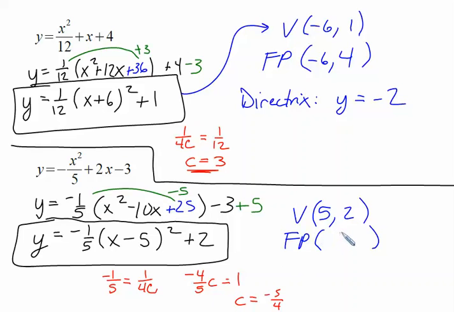So we're going down to get the focal point. 2 is 8/4, 8 minus 5 is 3. And then for our directrix, we're going up 5/4 from the vertex. That would be 8/4 plus 5 is 13/4. So again, complete the square, identify the vertex, calculate your value of c, look at where the parabola is opening, whether it's up or down, and use that to determine your focal point and your directrix.